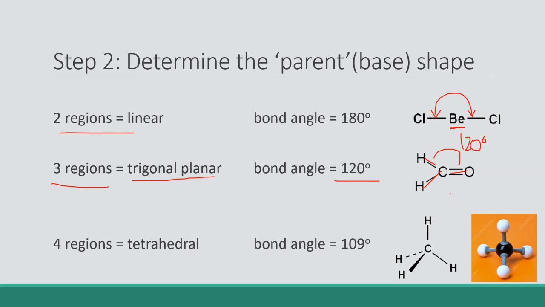120 degrees bond angle. And then 4 regions is going to be tetrahedral. 1, 2, 3, 4. And remember, we played with the Molymods and we saw that in 3D space, these 4 areas or regions around the central atom are trying to get away from each other as far as possible. So the angle is 109 or 109.5, you might see the bond angle. So they're all 109 between each one.